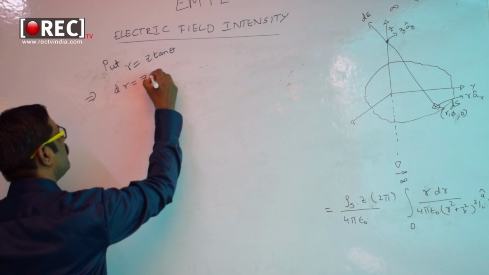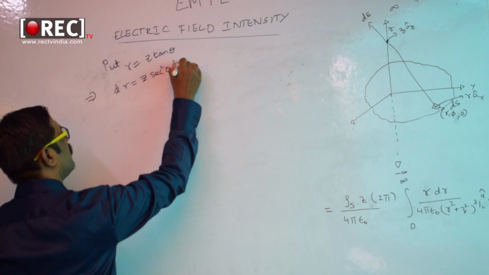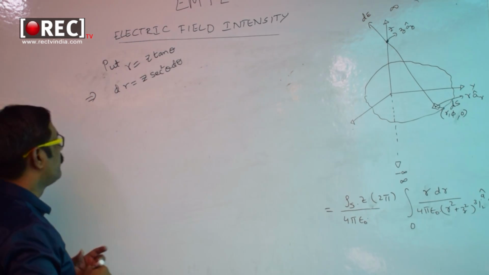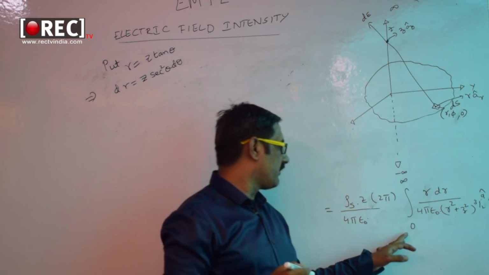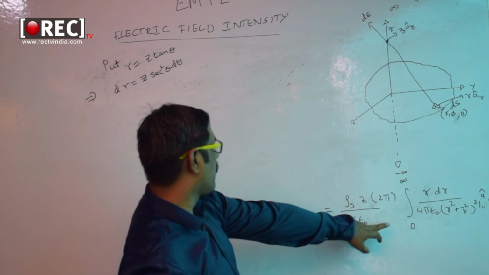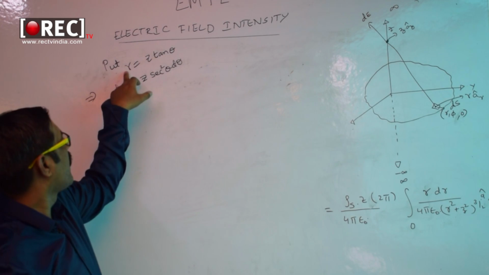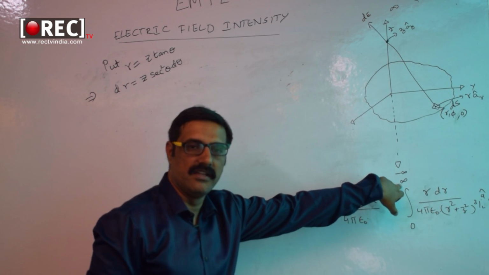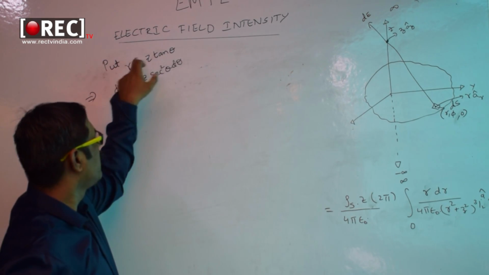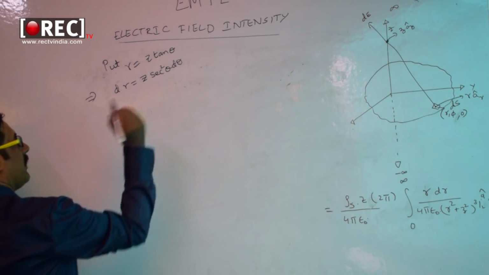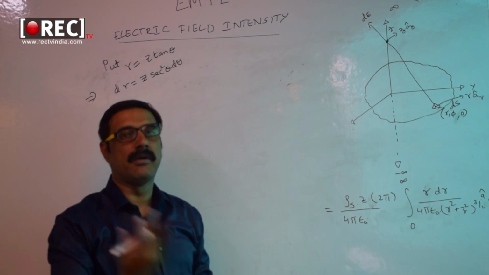It is z into secant square theta d theta. When r takes a value of 0, theta takes a value of 0, and when r takes a value of infinity, theta will take a value of pi by 2. Why? Because tan inverse infinity is pi by 2.